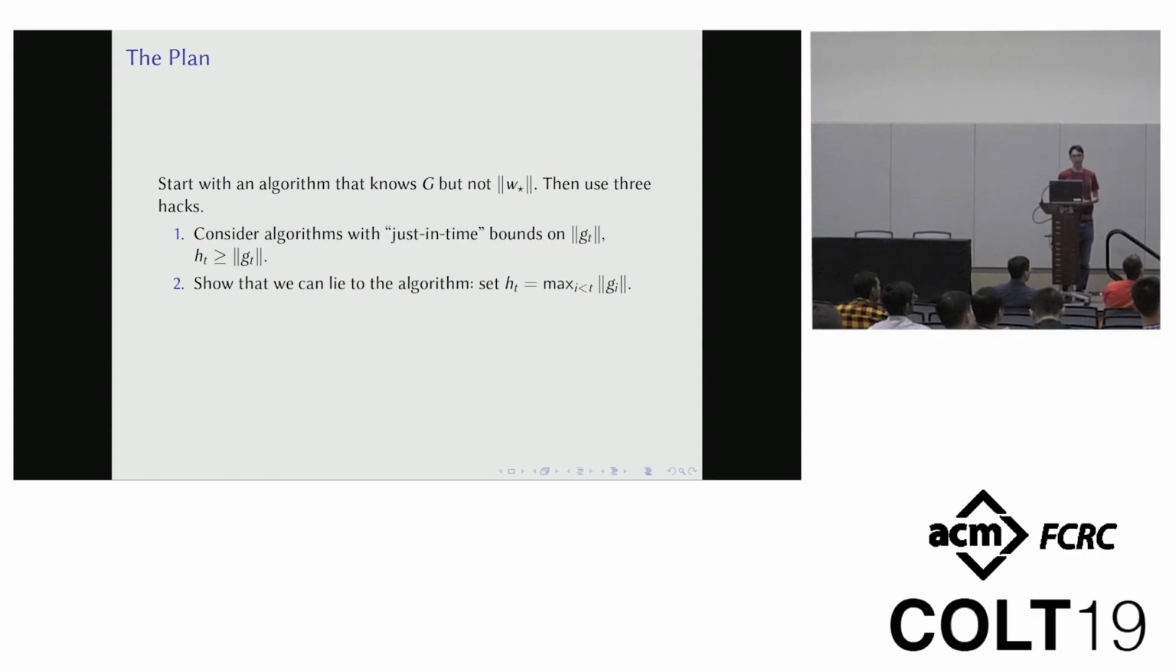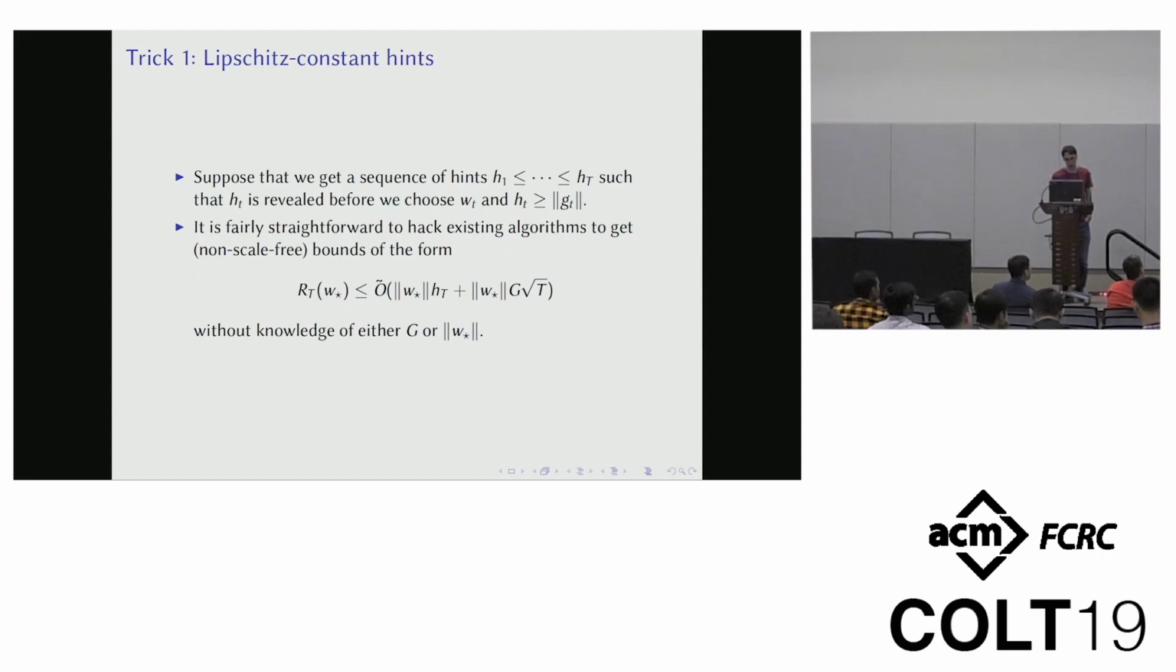Then we'll show that we can actually sort of lie to the algorithm a little bit to provide it with a guess of what G should be. And then you have to question how bad is that lie. It turns out that the lie is sort of OK. There's the third hack that will show us that we can effectively give up on W stars that are too big, and everything will be mostly OK. OK, so let's go into this in more detail.